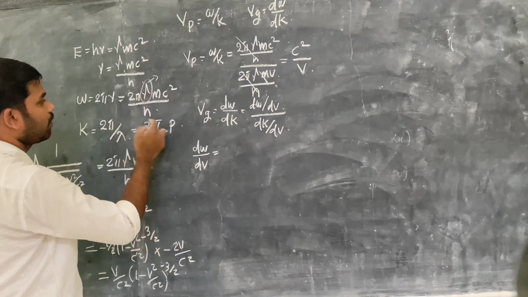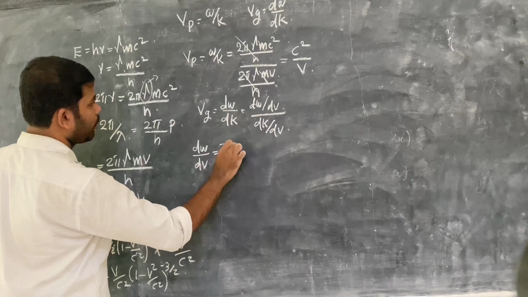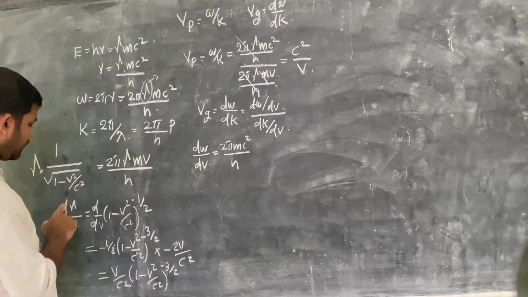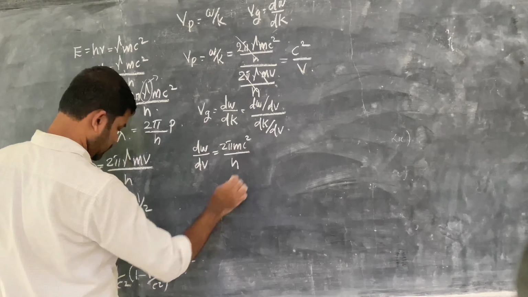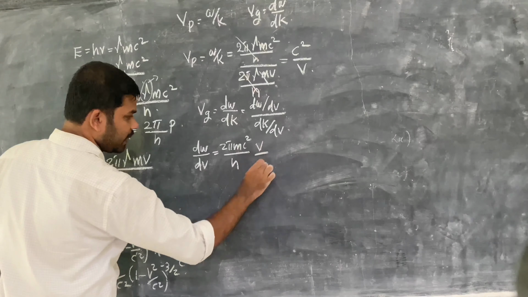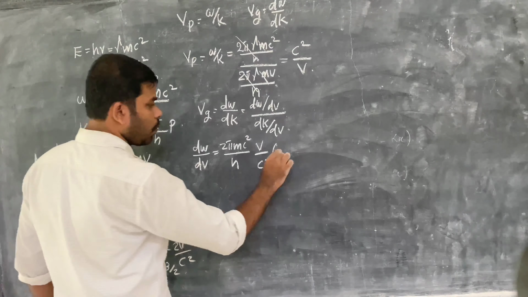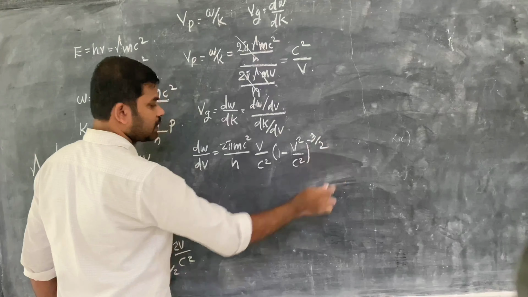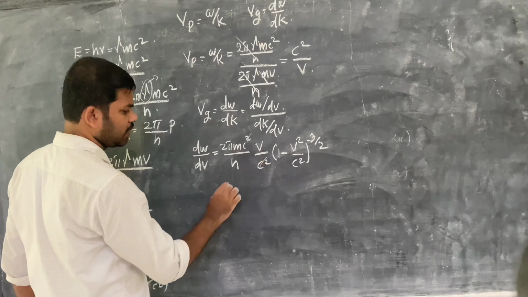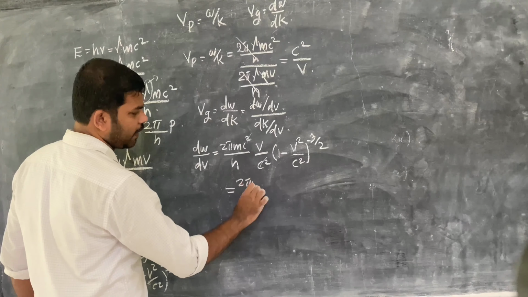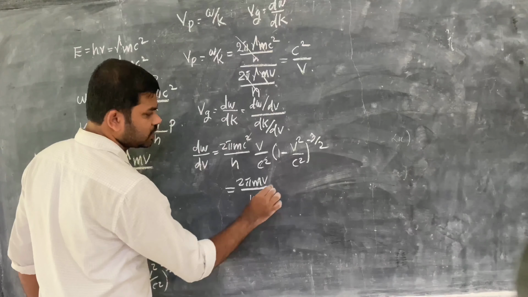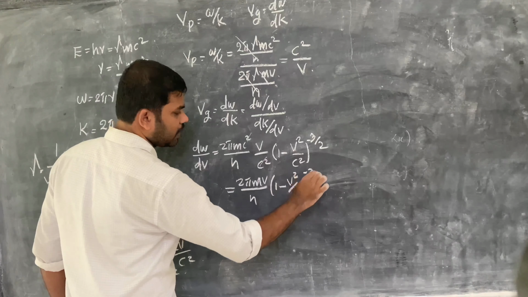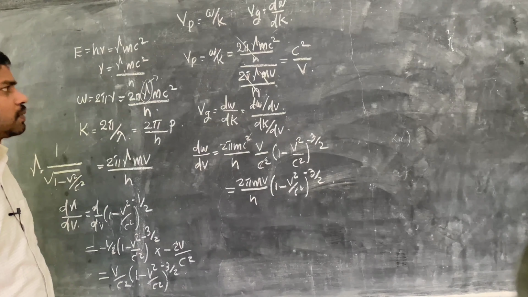So first, d omega divided by dv is equal to, all these quantities are constant, 2 pi m c square divided by h into d gamma divided by dv, which we have already written here, v divided by c square into (1 minus v square by c square) whole raised to minus 3 by 2. So c square gets cancelled. So 2 pi m v divided by h into (1 minus v square divided by c square) whole raised to minus 3 by 2. So that is the first part.